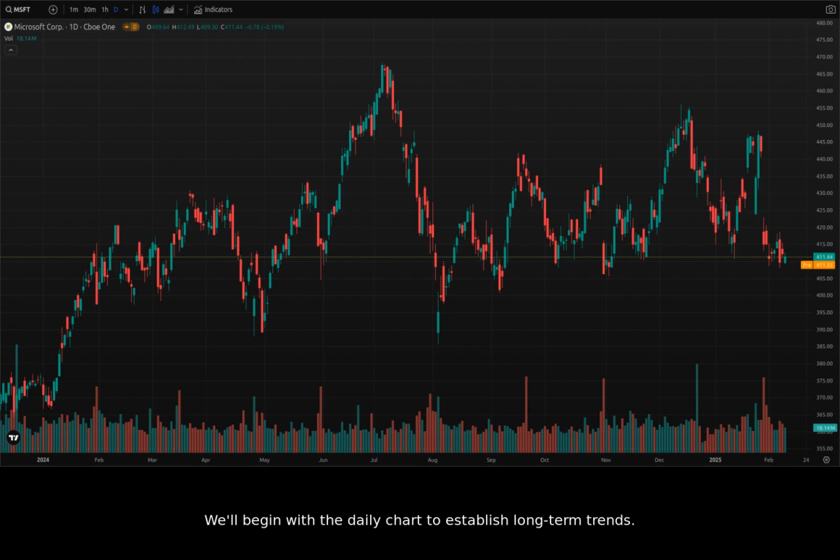We'll begin with the daily chart to establish long-term trends. The daily chart shows a relatively stable price for Microsoft, fluctuating within a well-defined range. Recent price action suggests increased volatility, potentially signaling a breakout or a reversal.